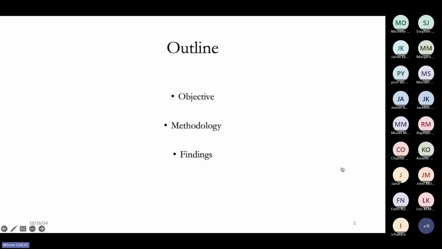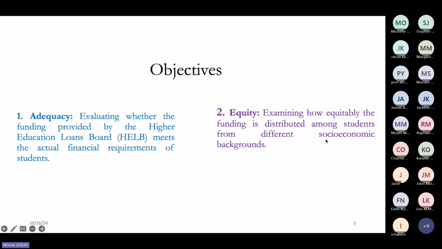our outline is as such. So we will be speaking to the objective of today's webinar. And then, of course, we will take us through the methodology on how we arrived at our findings. And then we will now unpack to you our findings. So in terms of our objectives, because we've mentioned that we are assessing the new funding model that is being applied by the Higher Education Loans Board, and we are looking at it in relation to its implication for adequacy and equity. So our analysis was responding to questions of adequacy and questions of equity.